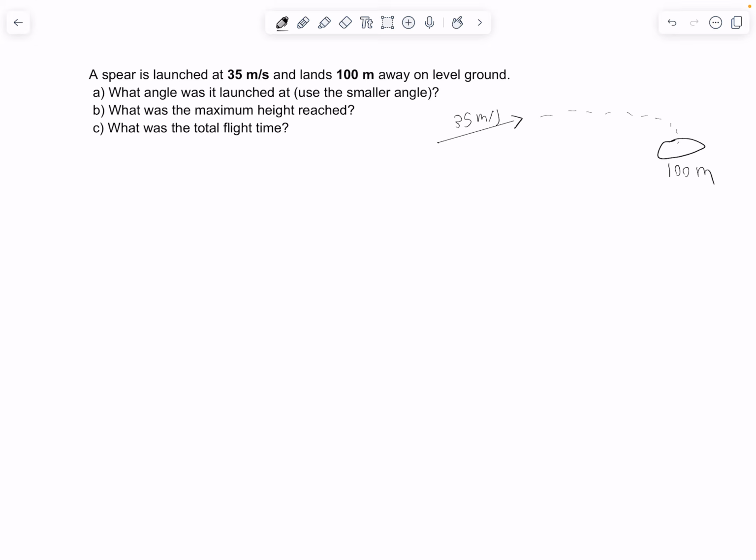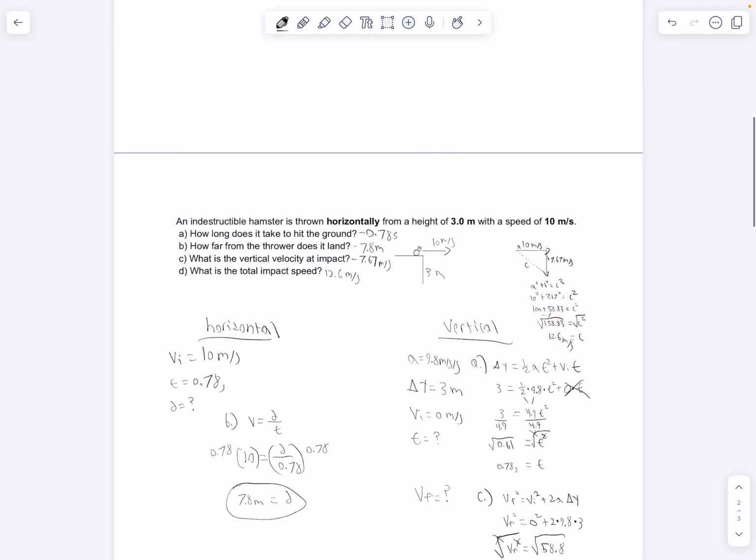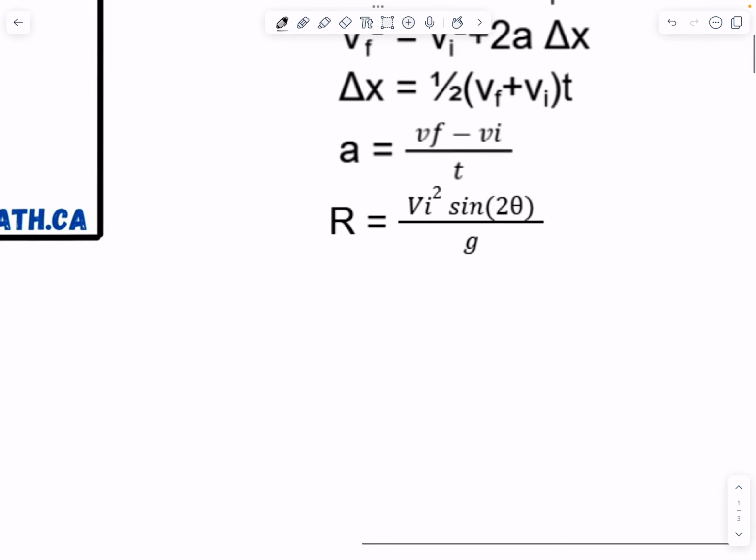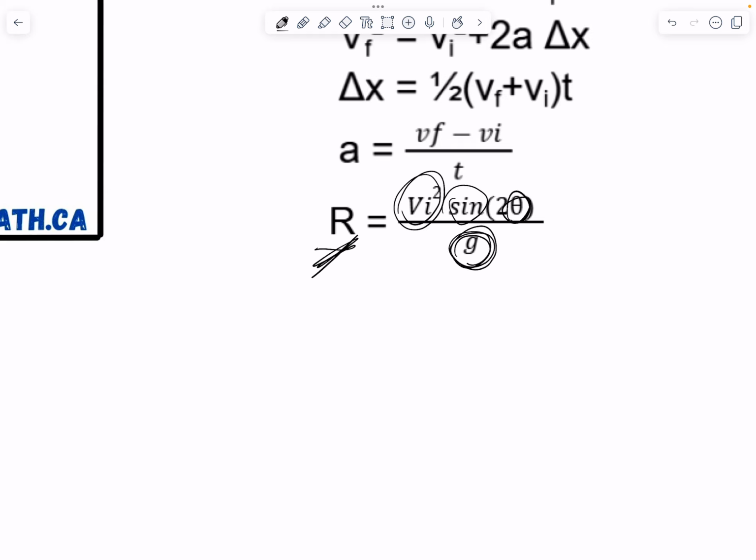All right, so here is what we're looking at. For part A, it is going to ask us, at what angle was it launched? So we are going to try and figure out this angle. In order to do that, we are going to use the range equation, which might be new, which you can see here. So let me explain how this works. R stands for range, which is how far it is. This is initial velocity, this is sine of 2 theta, and this is g, which is our acceleration due to gravity, which is always 9.8 meters per second squared.